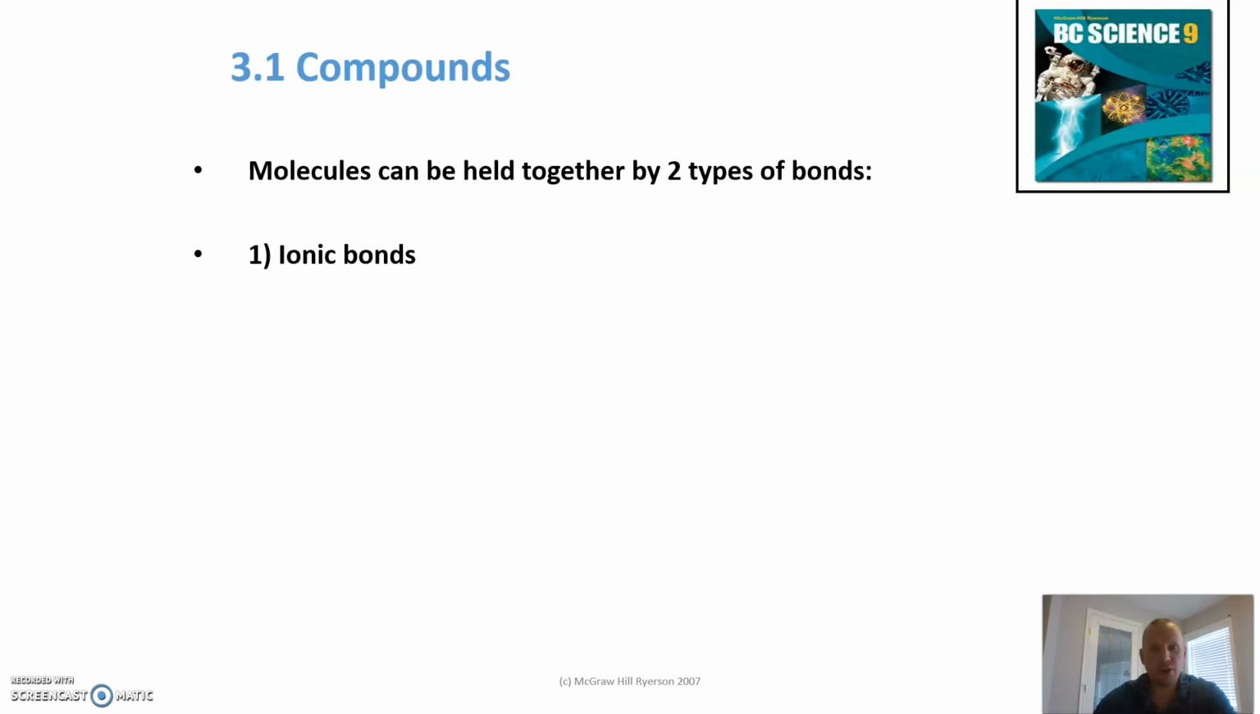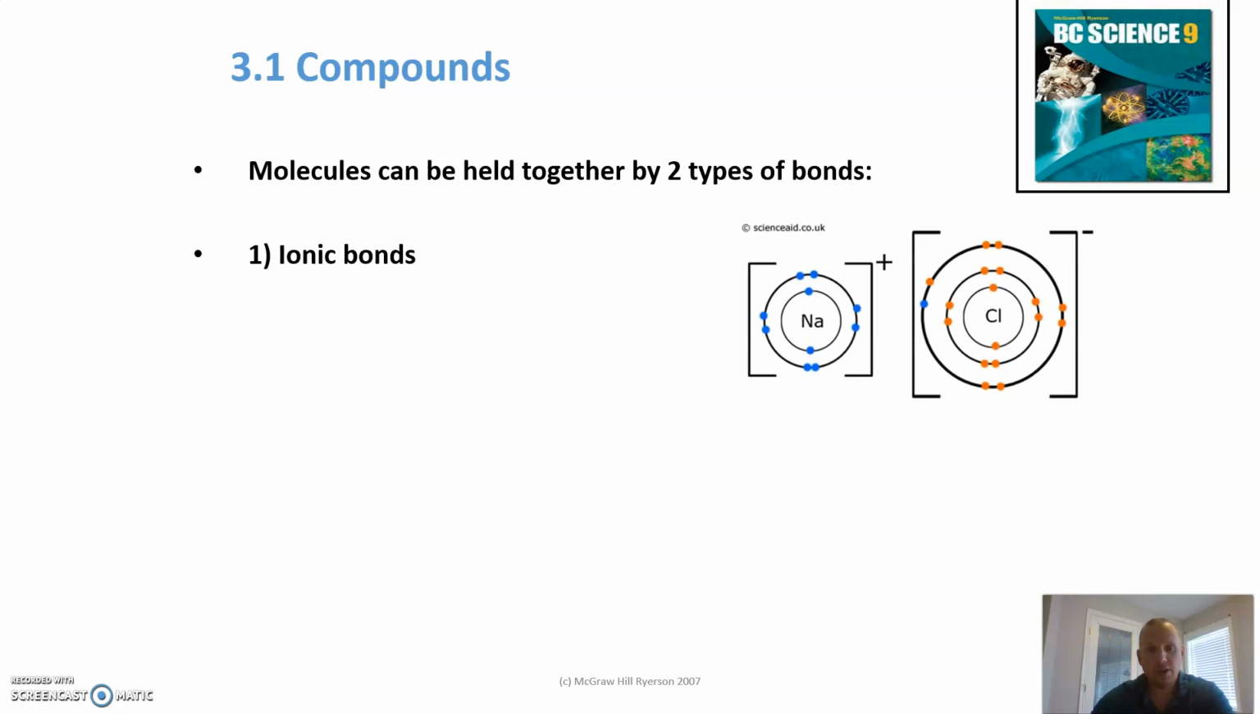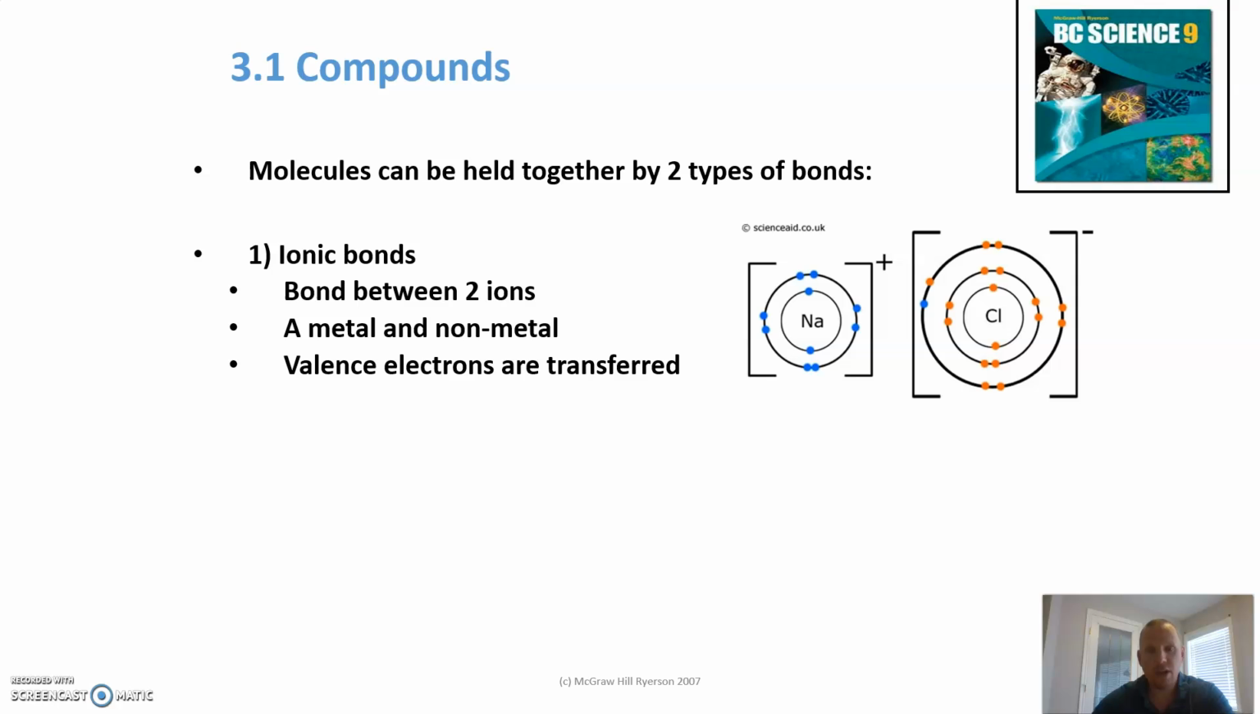So the first one we're going to go over is called ionic bonds, and they are what hold ionic compounds together. So an ionic bond, going back to what we did last week, is when two or more different ions bond together. And how these bond is a bond between a metal and a non-metal.